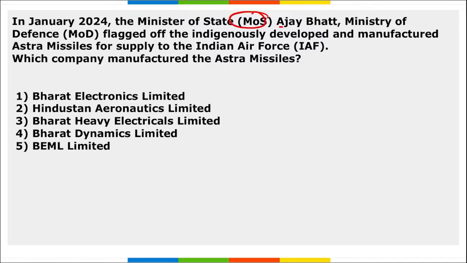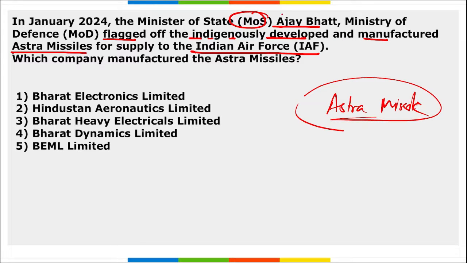Next, Minister of State Ajay Bhatt flagged off indigenously developed and manufactured Astra missiles for supply to the Indian Air Force. The question asked is, which company manufactured the Astra missile? This Astra missile was manufactured by Bharat Dynamics Limited, BDL.